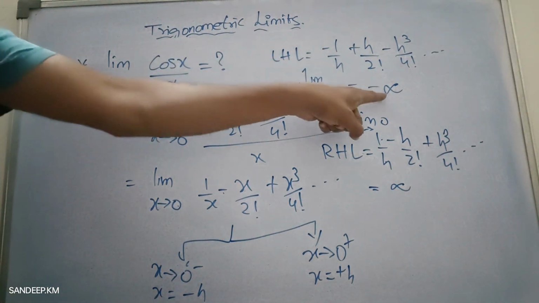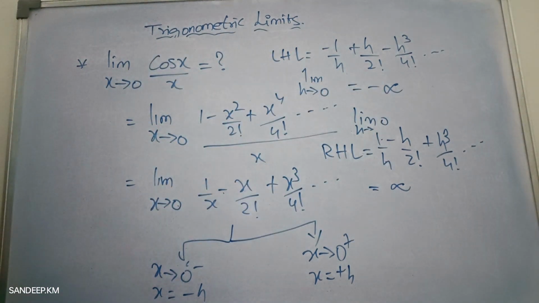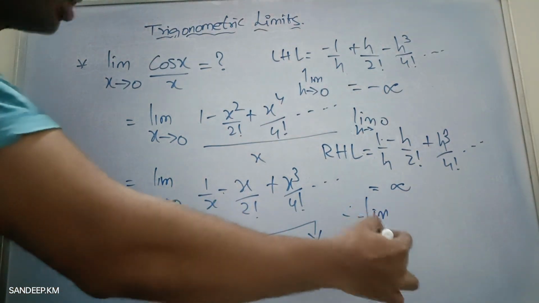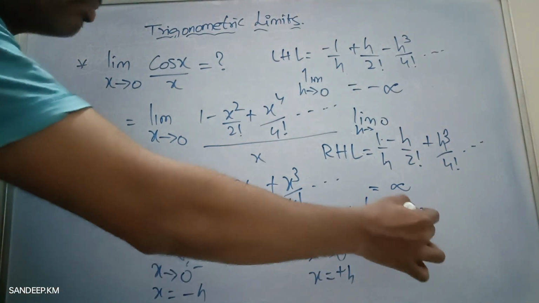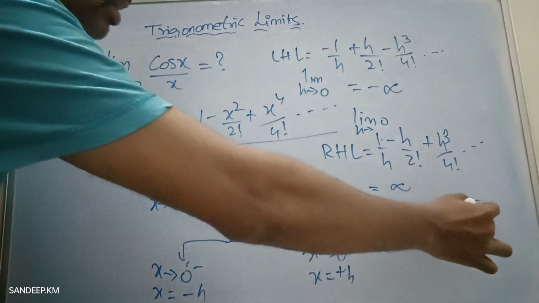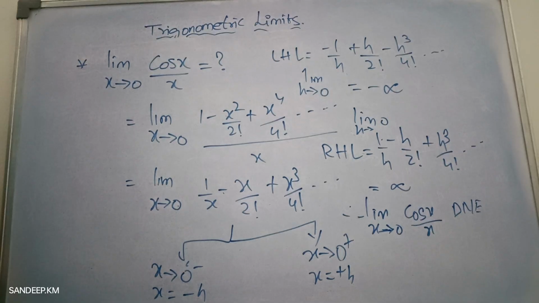Observe, LHL is minus infinity and RHL is plus infinity. So what is the conclusion, dear students? Limit x approaches 0, cos x by x. What about cos x by x? The answer is does not exist.